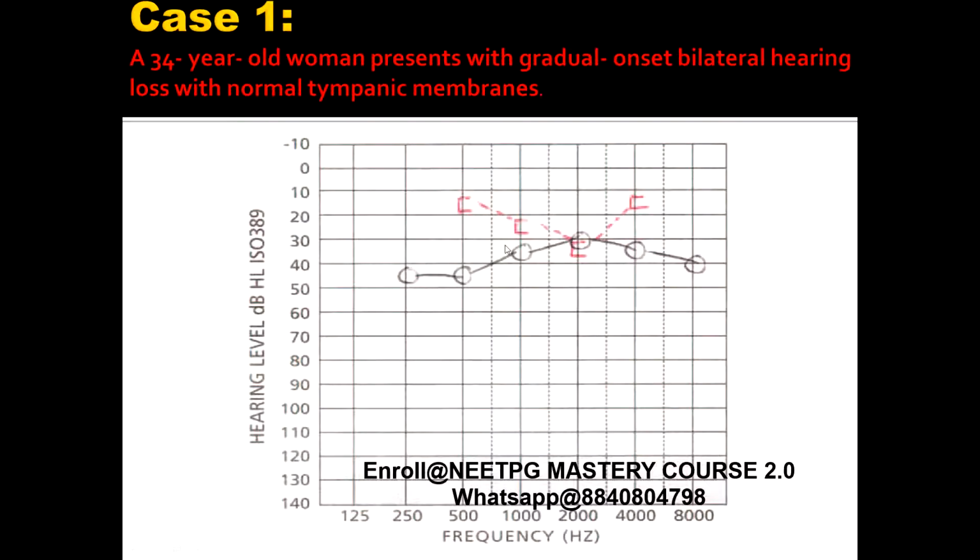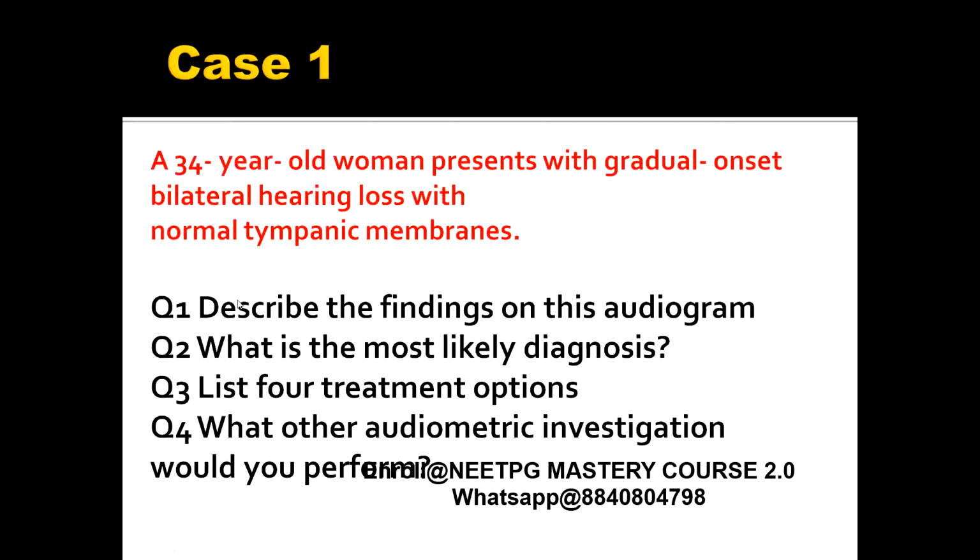So basically, they want you to describe the findings on this audiogram. Why the patient is having bilateral hearing loss with normal tympanic membrane. What is the most likely diagnosis that comes in your mind, and list 4 treatment options that you will give on basis of your diagnosis. What other investigation would you perform?